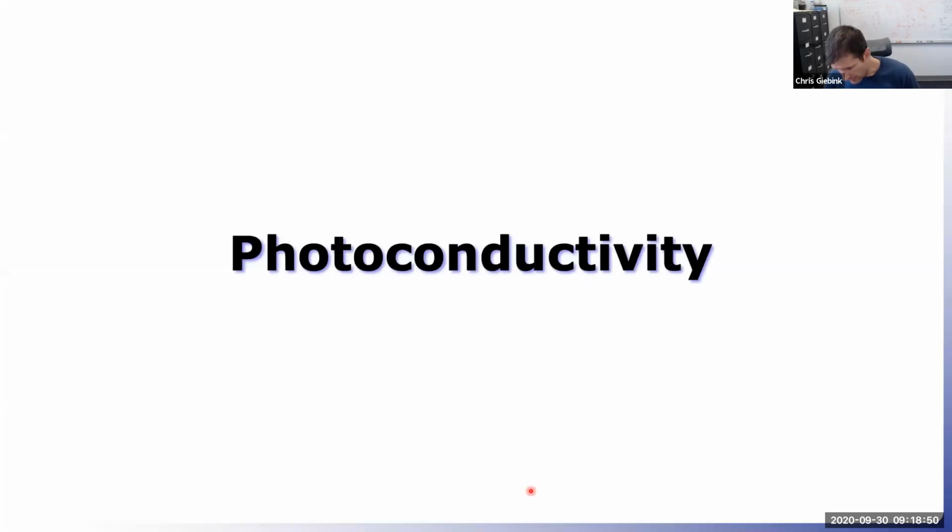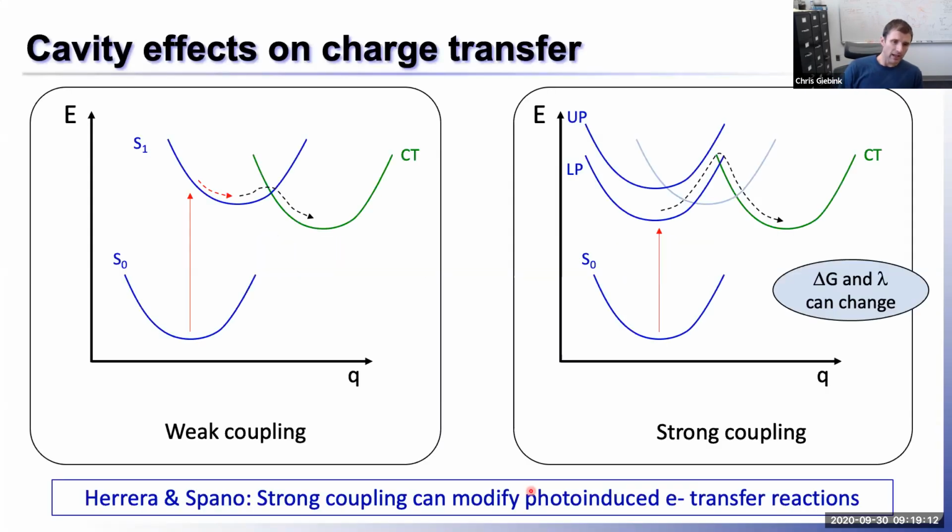Okay, so that's just an introduction that says that we can observe strong coupling with these Polaron states, both in reflectivity as well as photoluminescence. But because they're charged, there's also this interesting possibility of looking at them in terms of photoconductivity as well. And that's what I'm going to focus on going forward. I got motivated by wanting to understand cavity effects on charge transfer.